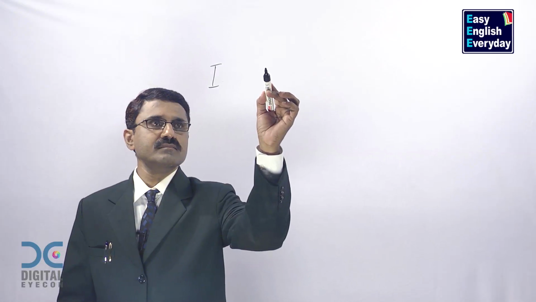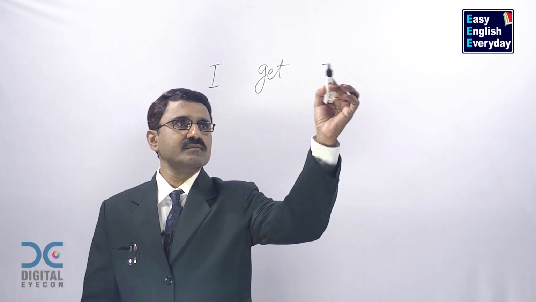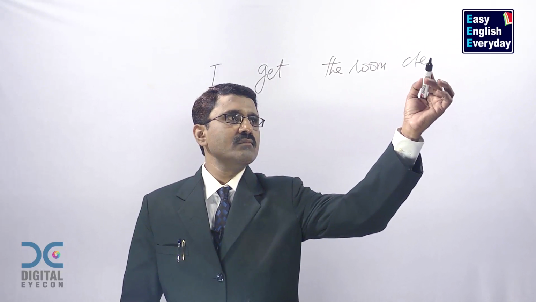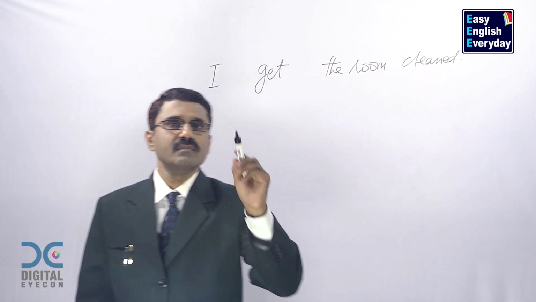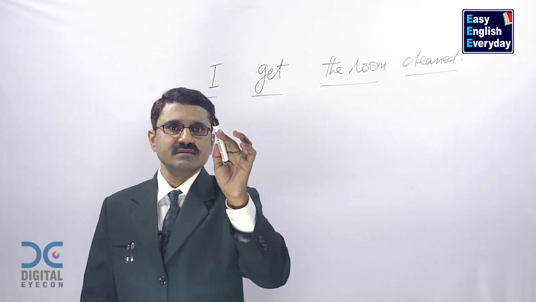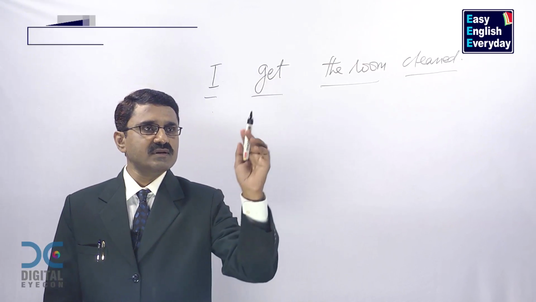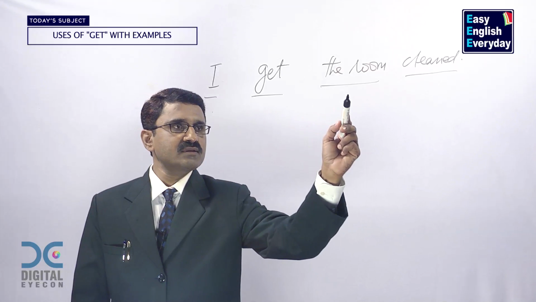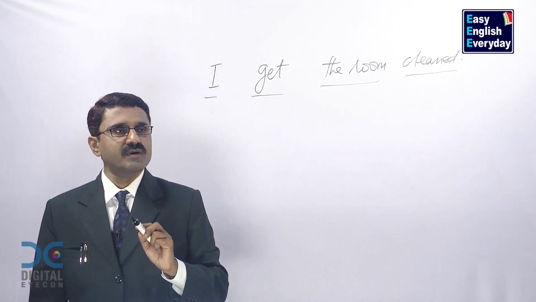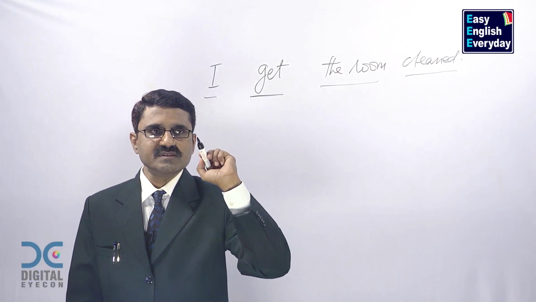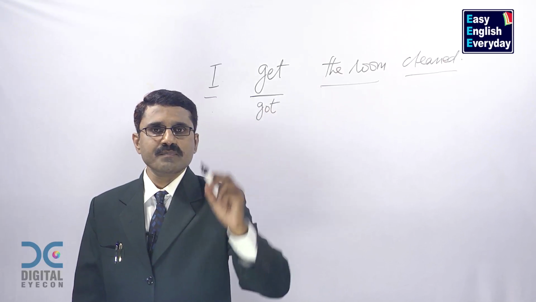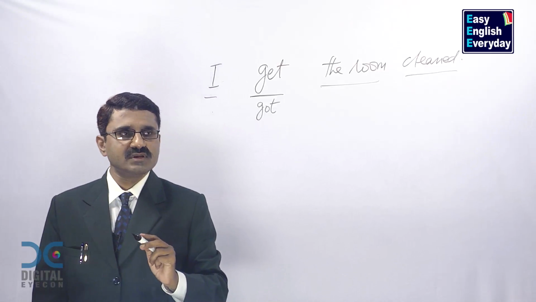I get the room cleaned. I get the room cleaned. This is called subject. This is called verb. This is noun, and this is past participle form of the verb. Now get, this is present tense. If I want to use it in past tense, I just make the change here. I got the room cleaned.